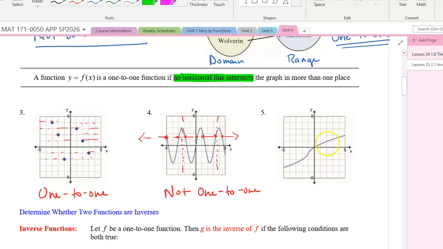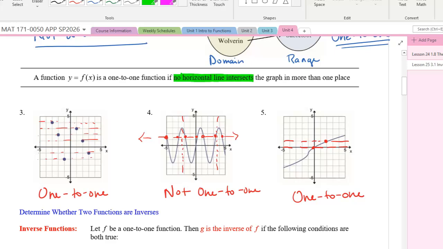And finally, this one is a function, and it is also one-to-one. If I drew in some horizontal lines here, they're only going to cross that graph once. So this one is one-to-one.